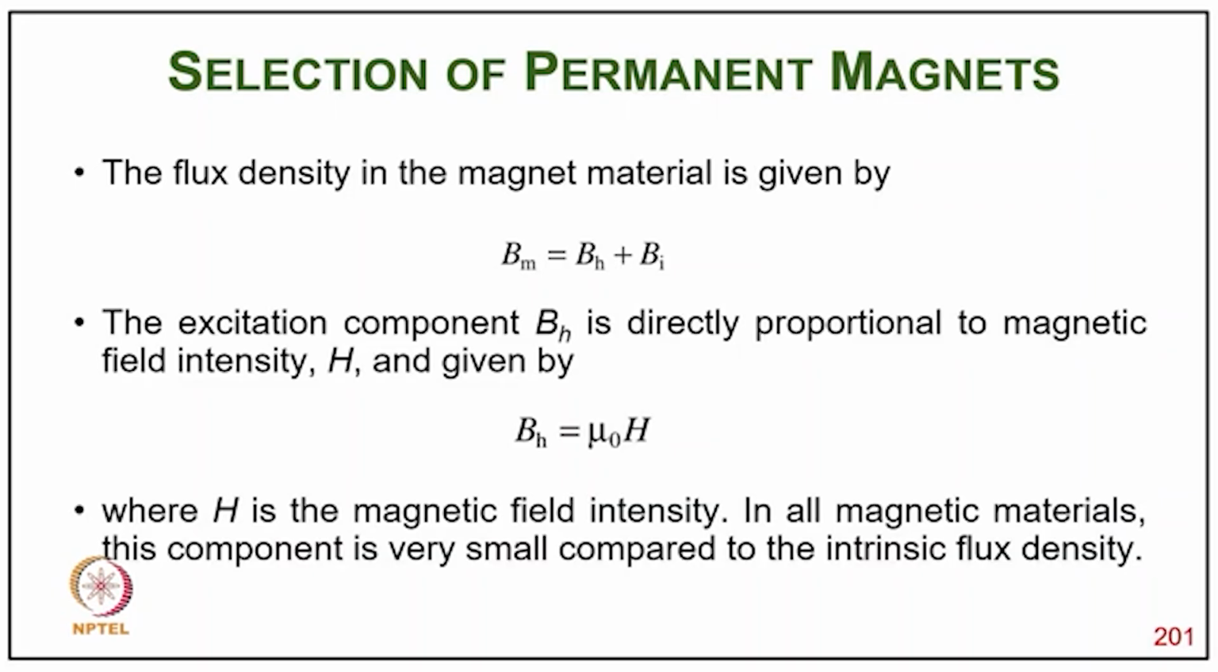So, now coming to the selection of permanent magnets, the flux density in the magnet material is Bm equal to Bh plus Bi. The excitation component Bh is directly proportional to the magnetic intensity H, given as Bh equal to mu 0 H, where H is the magnetic intensity.